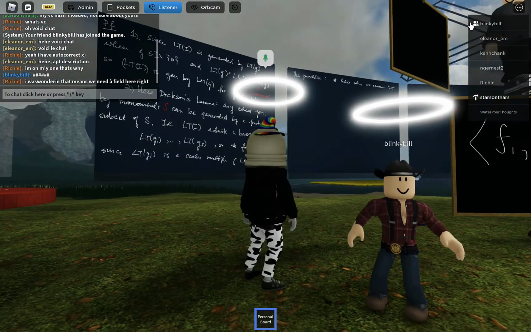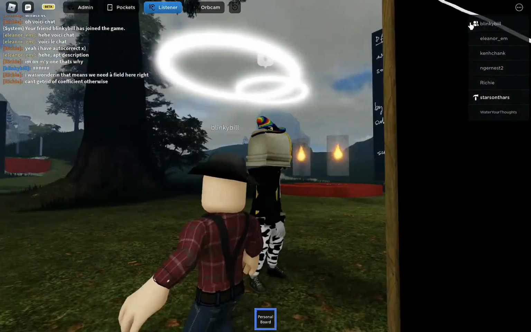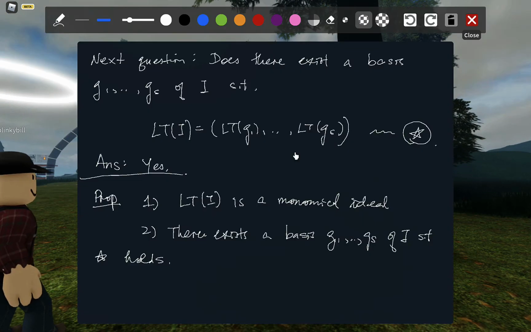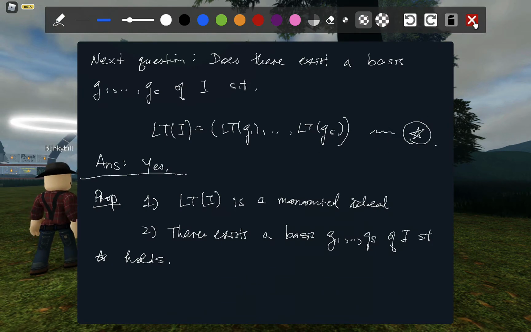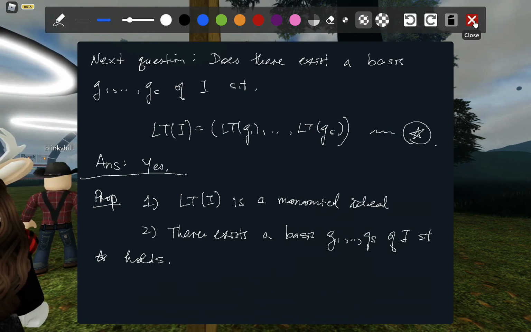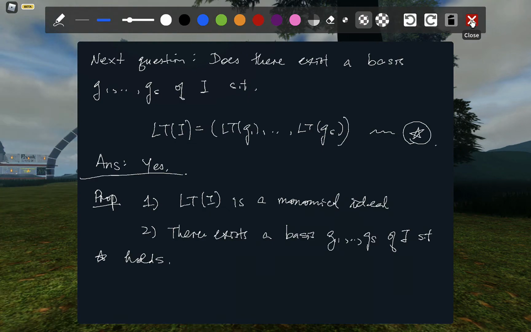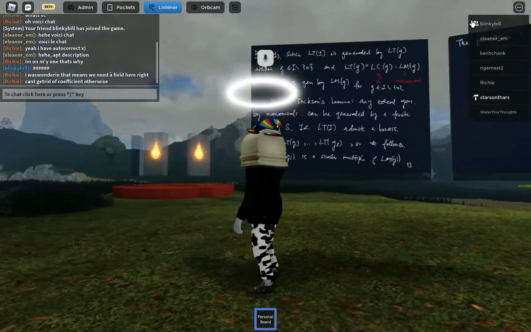We've made some... Sorry, Ken. The star. That's back a few boards ago, but I missed this. Oh, there it is. Okay, yeah. So that's just LT of I is the ideal generated by LT of the generating set, right? Yep, that's right.